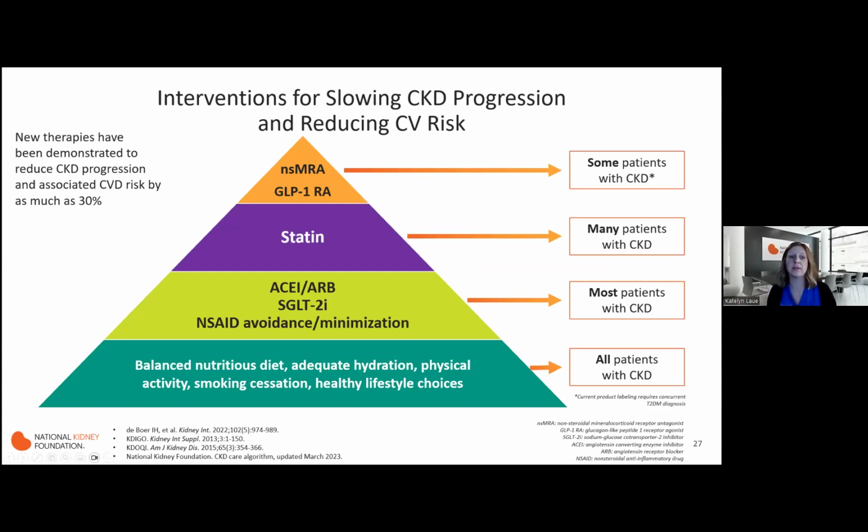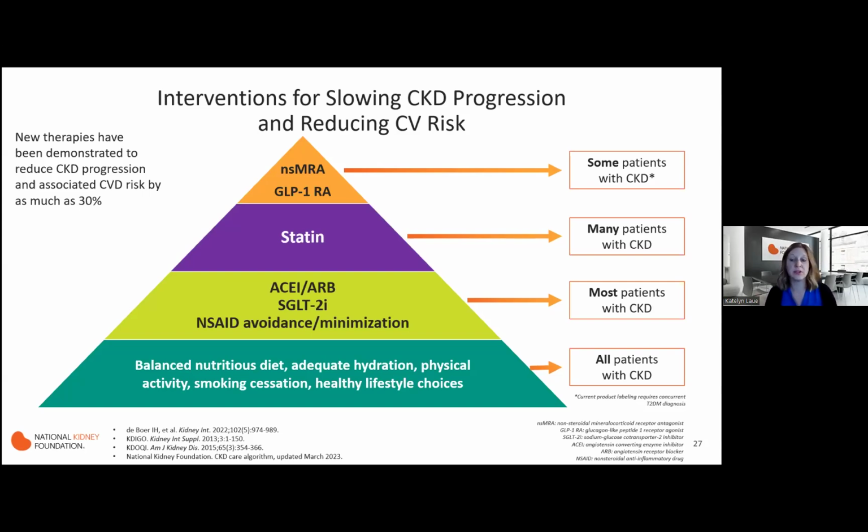I do want to call out that there are some newer therapies noted on this slide, like the SGLT2 inhibitors, the NSMRAs, and the GLP-1 that are really game-changing when it comes to kidney disease in terms of reduction of that cardiovascular risk by as much as 30%. They also have been shown to slow that CKD progression.